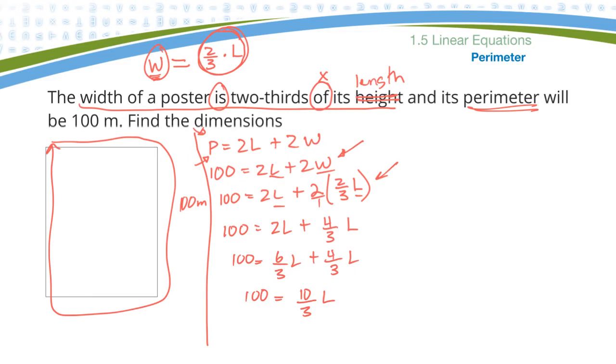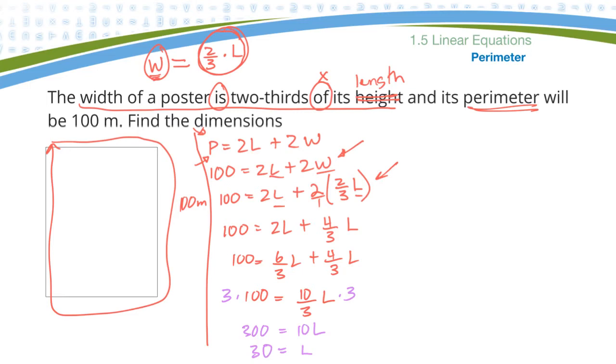And now to solve, I can multiply both sides by 3. And so I'll have 300 is equal to 10L. And then I'll divide both sides by 10. And so 300 divided by 10 is 30. So the length must be 30.